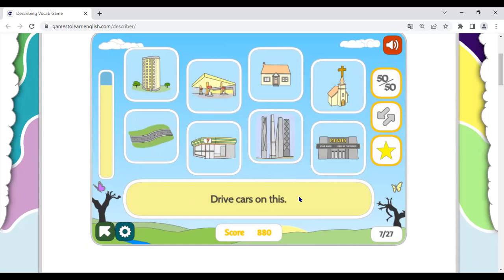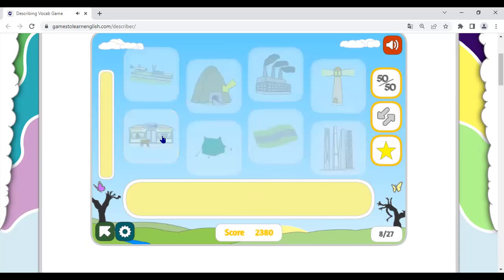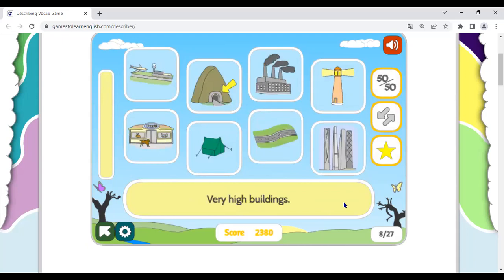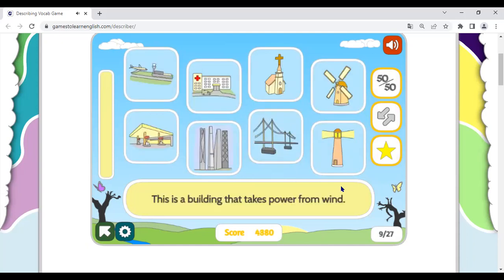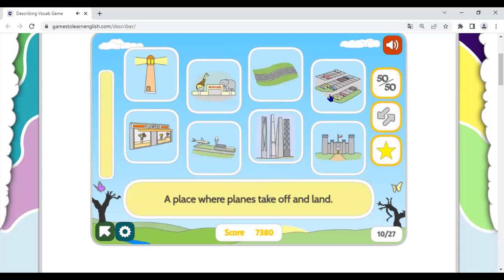Okay, drive cars on this highway. Okay, let me see. Road. Yes, highway, road, avenue is the same, no problem. Okay. Very good. Very high building, sky. Yes. Listen to the pronunciation. Skyscrapers. Okay. This is a building that takes power from wind. If you don't remember, say the number. Picture number 4. Okay, listen to this, Carlos. Windmill. Yes, did you listen?